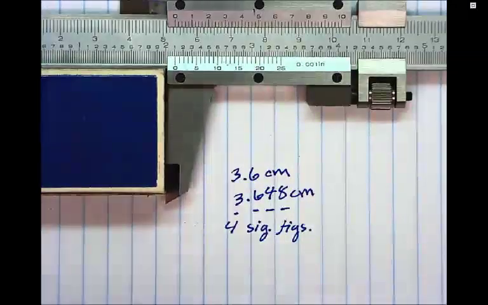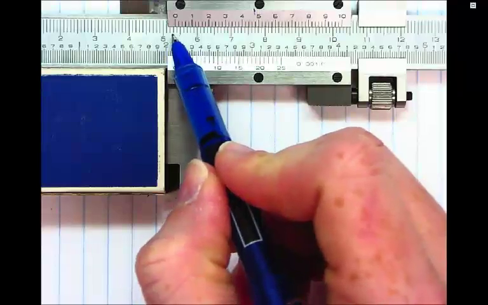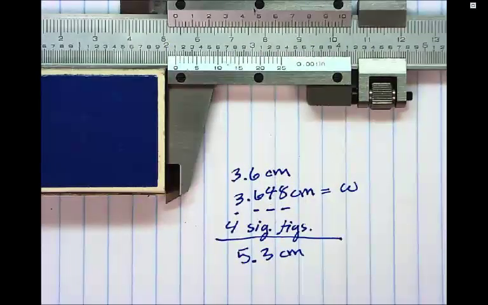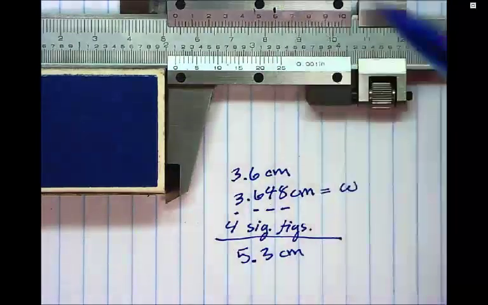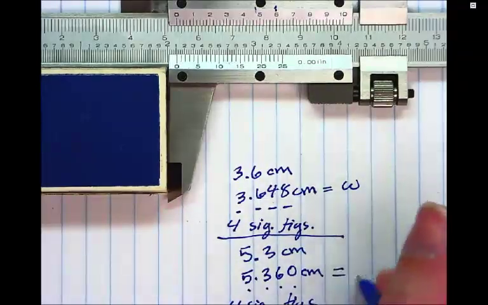Okay, so let's go ahead and talk about measuring the length of this box. So again, we're going to look where the zero lines up best and where the main scale and the vernier scale line up best. And so for this one, it's going to be 5.3, and the total reading is going to be 5.360 centimeters. Okay, so that's going to be our length.